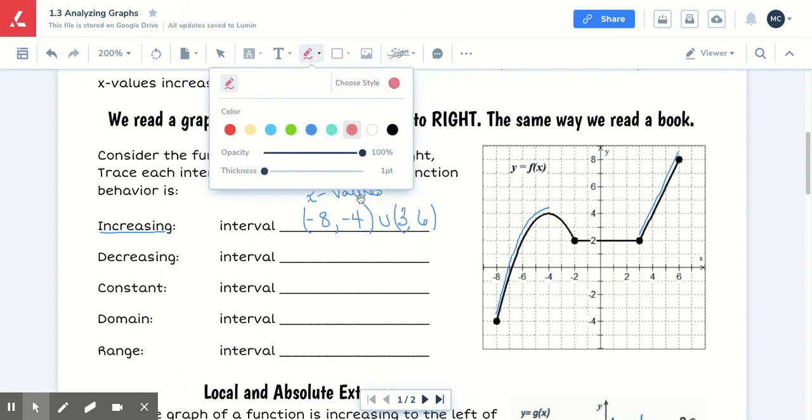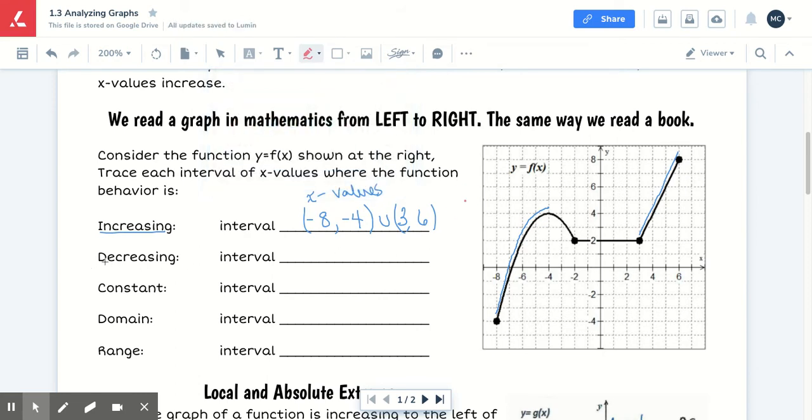Now I'll change colors to do the second one. So intervals where the graph is decreasing. Again, I'm going to trace it. If we determined that the graph was increasing before, it cannot be decreasing on the same interval. So I don't even need to look at the increasing intervals anymore. I'll just pick up where I left off here. So right here, I can see that the graph is falling. So I'm going to go ahead and trace that part there.